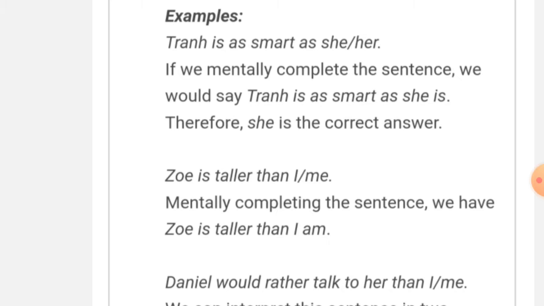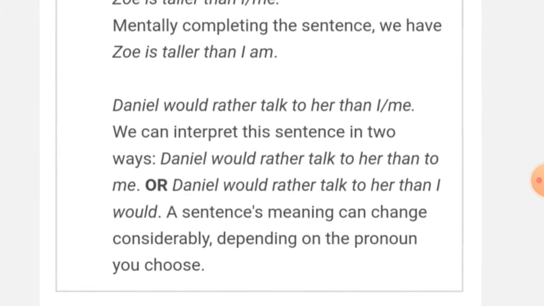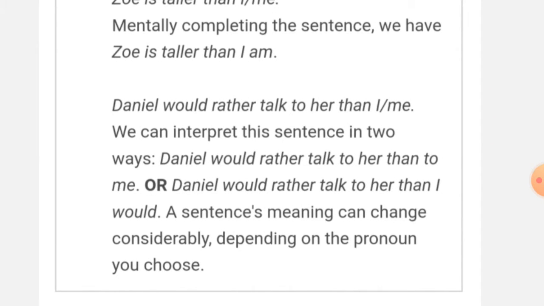Or we can say instead of noun or pronoun, I would preferably say between two words which are in the same category. So we see Zoe is a subject and we have to use I instead of me, because in this way the comparison can be made between two words which are in the same subjective case. Daniel would rather talk to her than I or me.